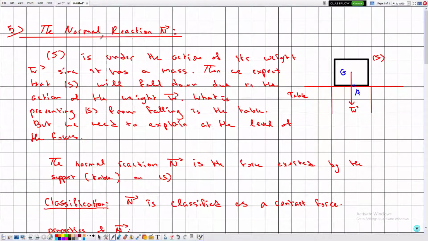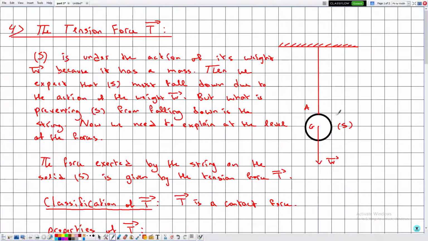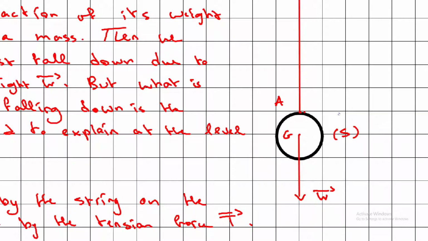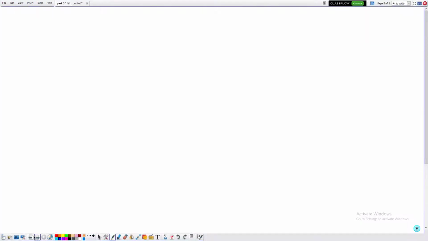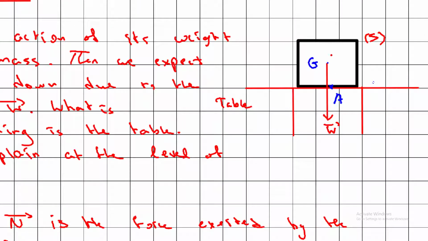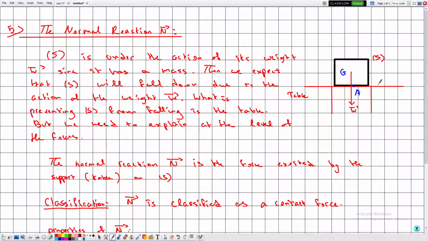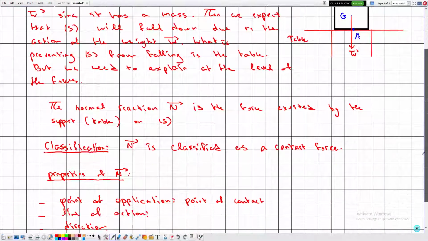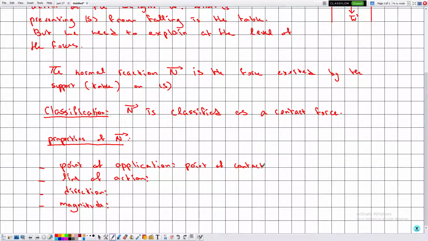Okay, notice that in the case of the tension we didn't do so because the point G was down and the point A was up, but in this case A is down and G is at the top. So just in order to represent these vectors properly, I have shifted a bit to the right. So this is the point of contact A.